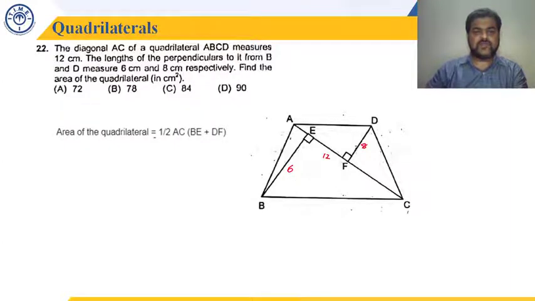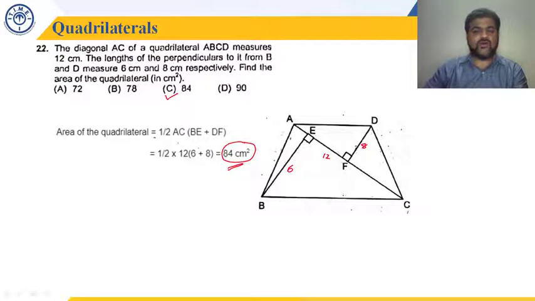Area will be half into AC into BE plus DF, half into any one diagonal into the sum of the offsets on that diagonal. So put the values, half into the length of AC, which is 12, and BE plus DF is 6 plus 8. When you calculate this, you will get 84 as the answer. So the area of this quadrilateral is 84 units. The correct answer is option C. I hope this is clear. This is a very straightforward example of the property that we have learned in the previous slide. Let us move ahead.